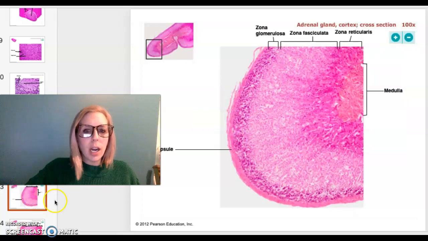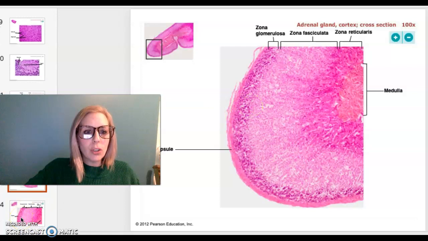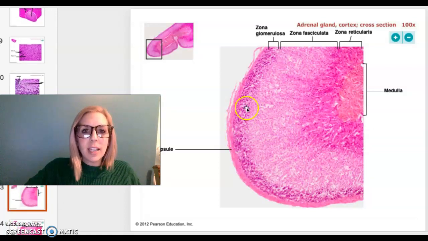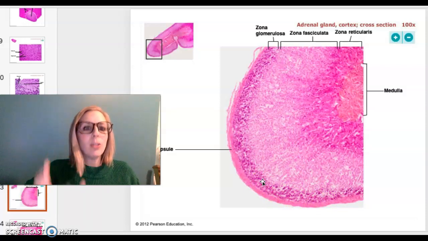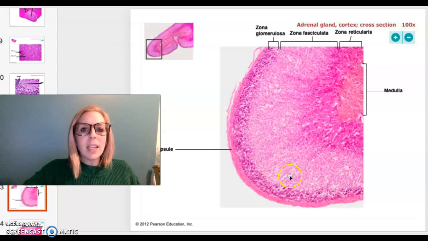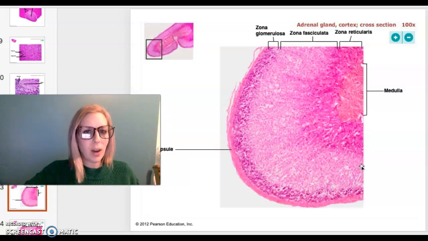So if we look here, again, at these zones, you can see that this outer zona glomerulosa, they're sort of clustered together, right? So the cells are kind of clustered in these little spheres together. Now, those mineralocorticoids are going to be mostly aldosterone, and this zona fasciculata, where the parallel, you can see these kind of parallel lines, right? So your zona fasciculata, these parallel lines, the glucocorticoids, we're talking about cortisol here.